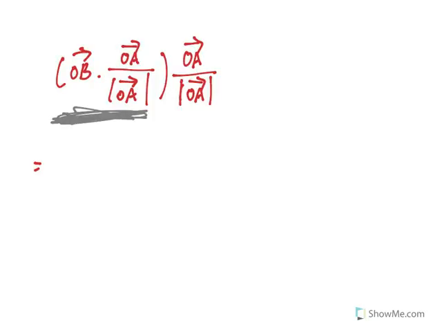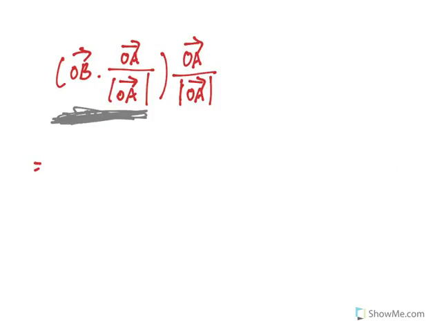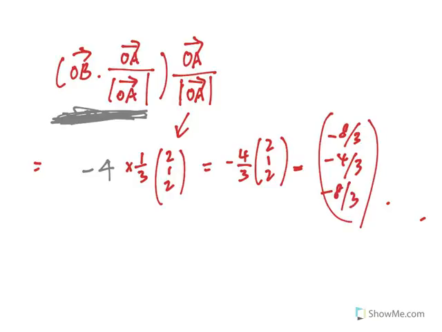This portion, we have actually found it just now. We saw it's actually here. So over here, let's just write it down. This is just negative 4. The red portion here is 1/3 of 212. So the answer is just negative 4 over 3, 212. If you want, you can also write it this way, negative 8 over 3, negative 4 over 3, negative 8 over 3. This is fine.